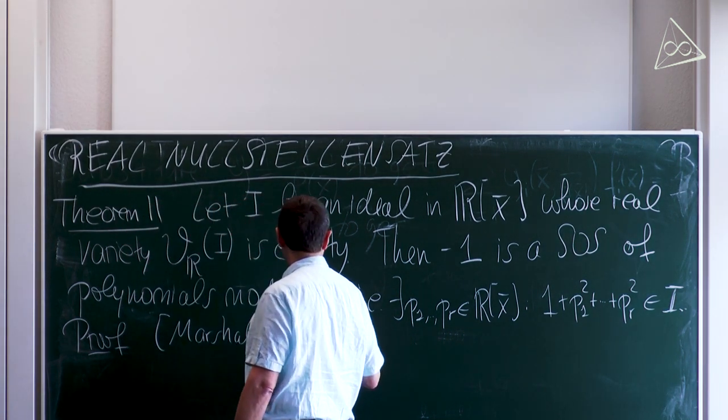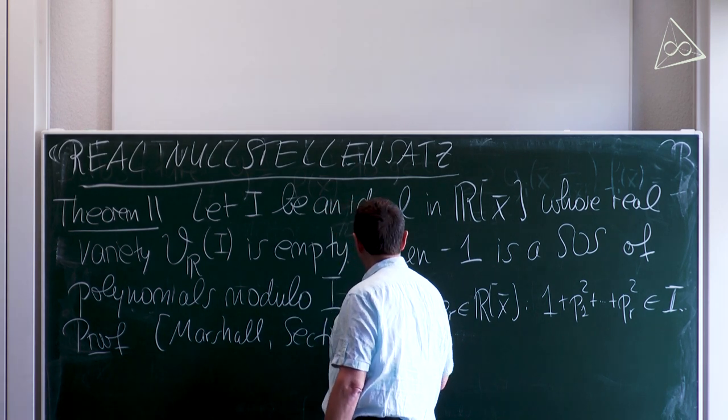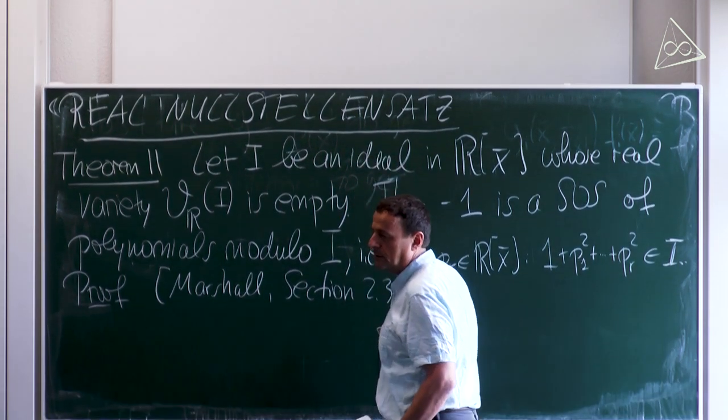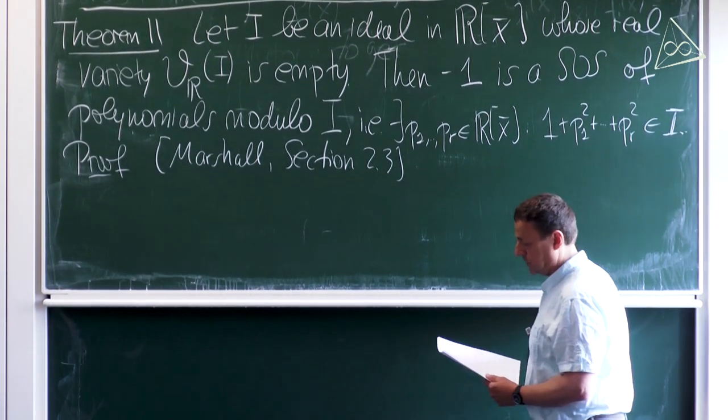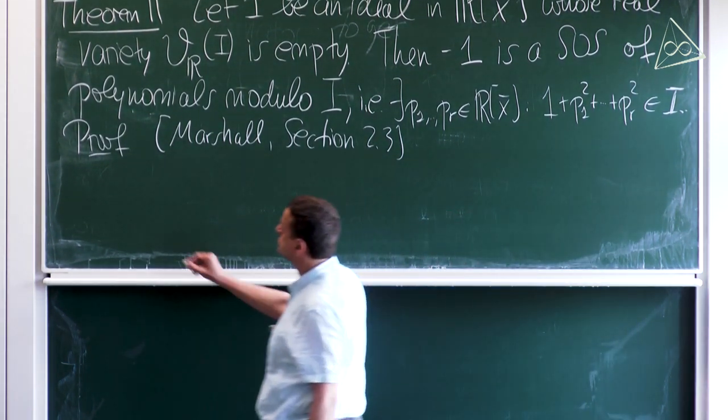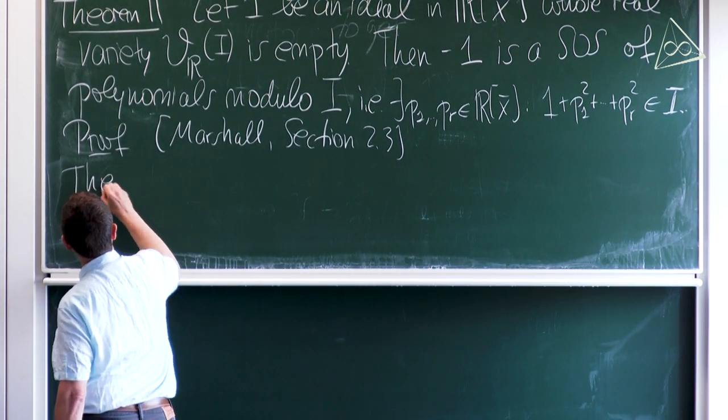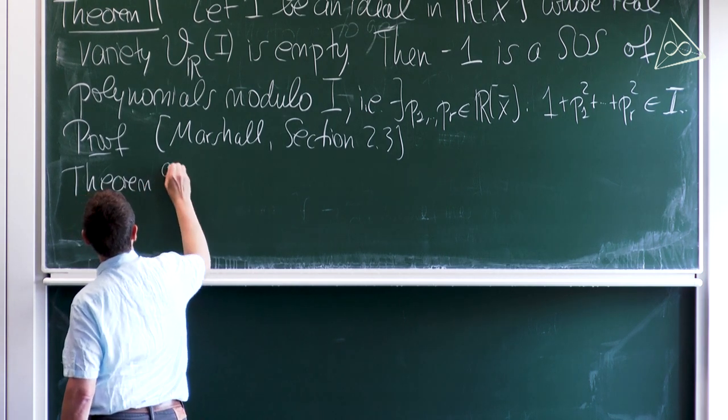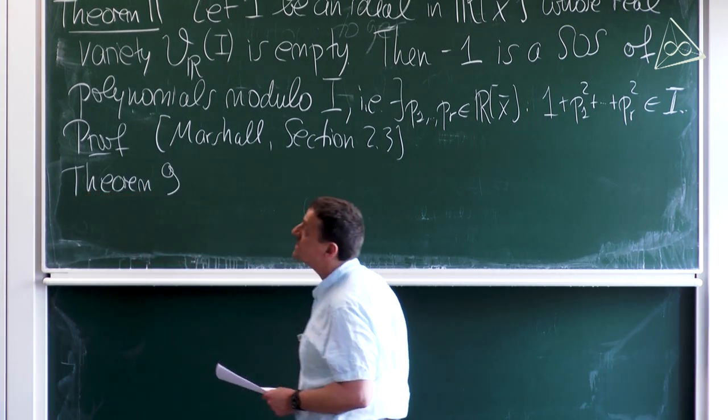So for the proof, I'd like to refer you to Marshall's book. This is section 2.3 in Murray Marshall's book on positive polynomials and sums of squares. So theorem 9, that's Artin's theorem.